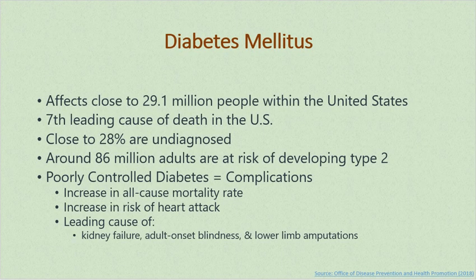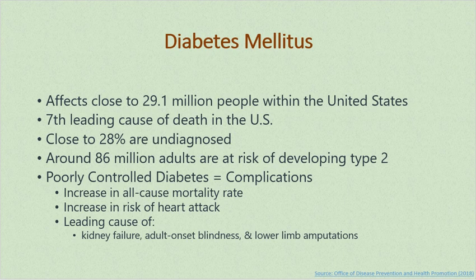A health challenge of concern that affects close to 29.1 million people within the United States is diabetes mellitus. This condition is the 7th leading cause of death in the United States. Diabetes occurs when the body is not able to produce enough insulin or when the body cannot respond to insulin the way it should. Insulin is a very important hormone that the body needs to be able to both absorb and utilize glucose as a source of fuel for the body's cells.